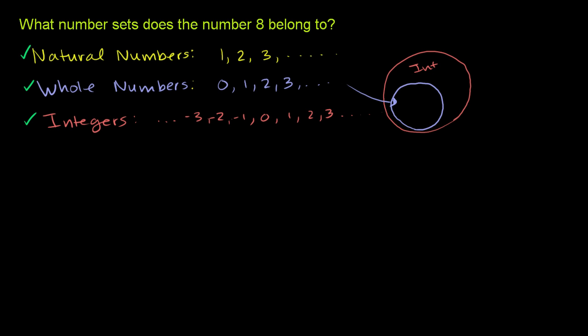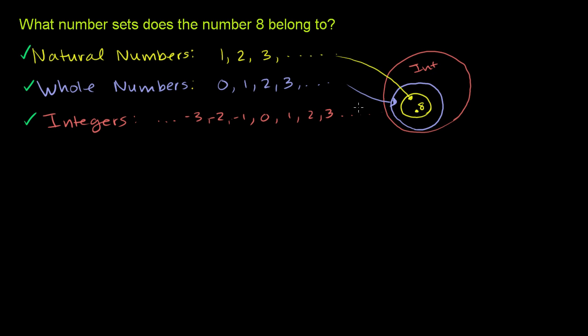This circle is the whole numbers, and then I have the natural numbers, which is a subset of that. And obviously, this isn't drawn to scale. 8 is a member of all of them. 8 is sitting right over here. So it's a member of the natural numbers, the whole numbers, and the integers.